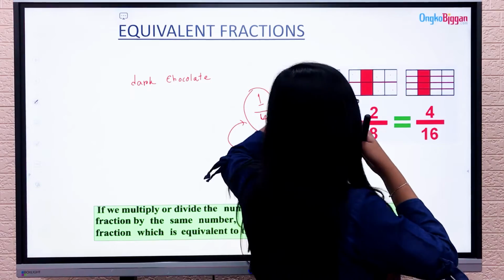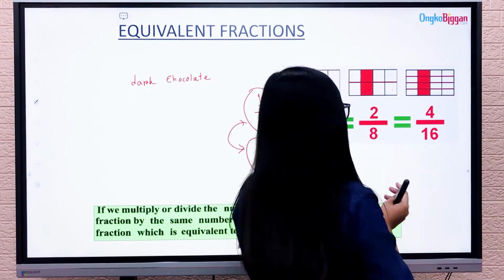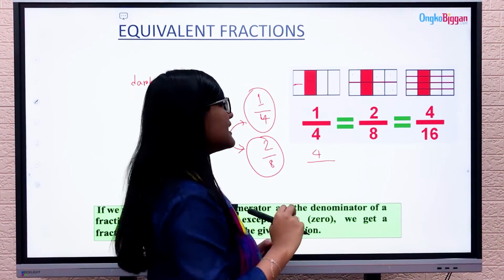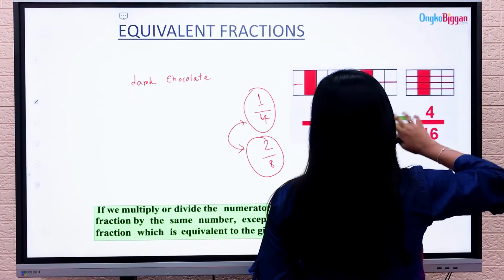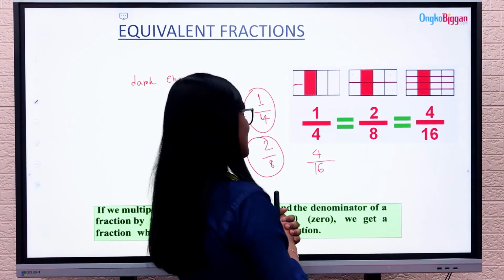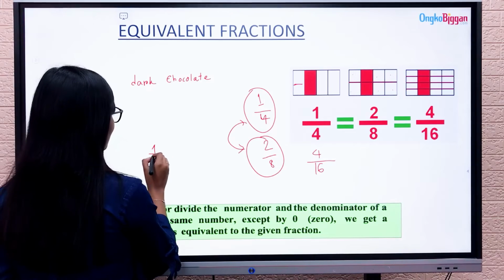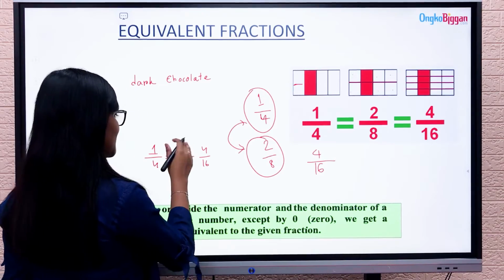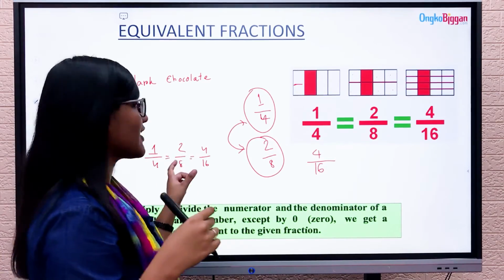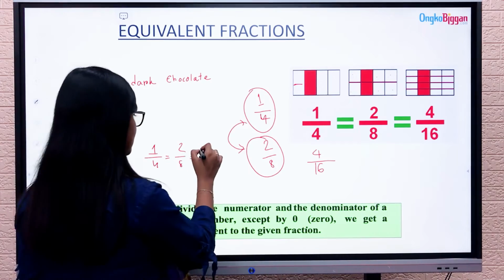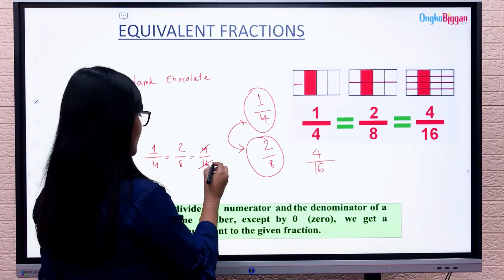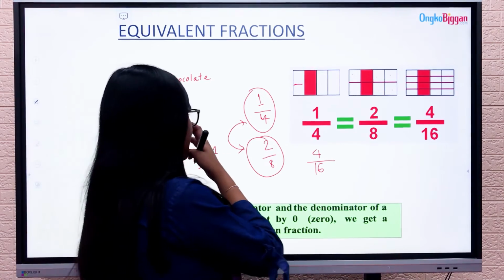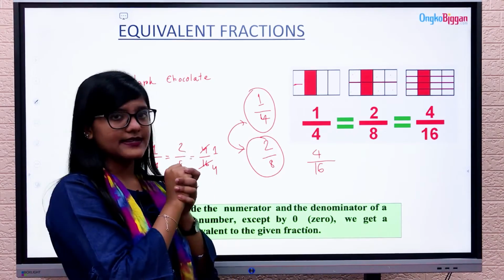Similarly, you are cutting 1 slice into 4 pieces. That means one person is getting 4 slices this time, but the total number of slices is 16. So you can write 1 by 4 equal to 2 by 8 equal to 4 by 16. Because if you factorize them into their smallest terms, you can divide in this way: 16 divided by 4 equals 4, 4 divided by 4 equals 1. So 1 by 4 equal to 2 by 8 equal to 4 by 16 are the same.